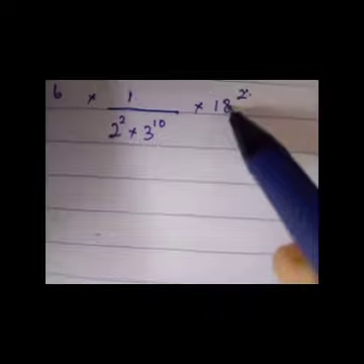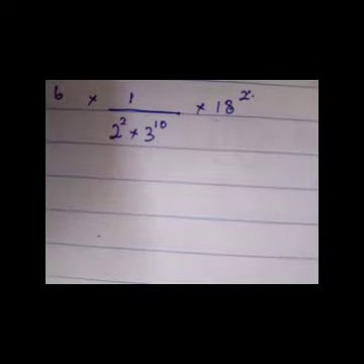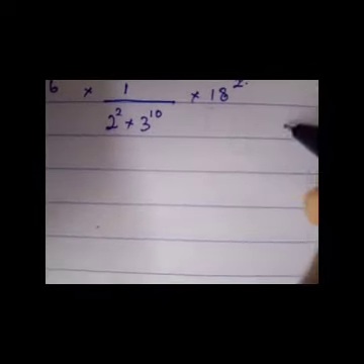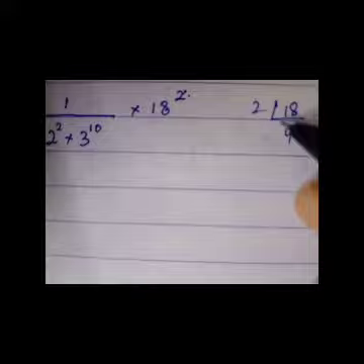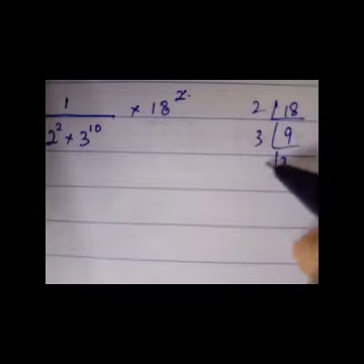Take the factors of 18. The factors of 18: 2 nines are 18. So which is equal to 2^1 into 3^2.